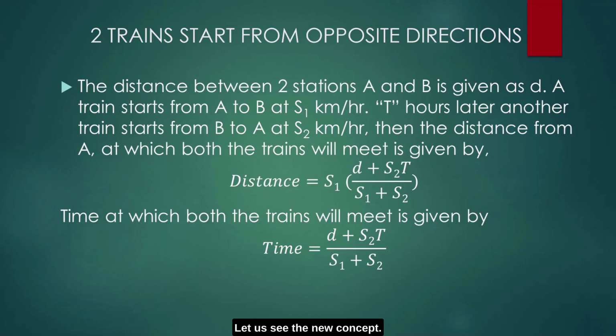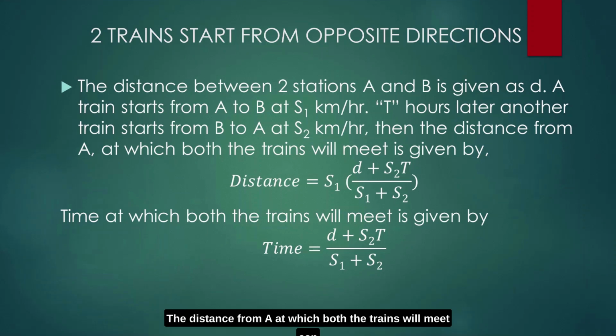Let us see the new concept. Two trains start from opposite directions. The distance between the two stations A and B is given as small d. A train starts from A to B at a speed of S1 km per hour and another train starts from B to A at a speed of S2 km per hour.